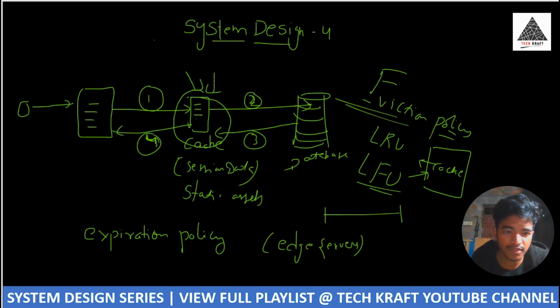Let's say we have five assets: one, two, three, four, five. In these five assets, the first one you have used, the second one you have used, the third one you have used again. If the first one is not used, meaning it was used a long time back, we remove this data, and we add new data, a sixth asset, to this cache. So this is called eviction policy.